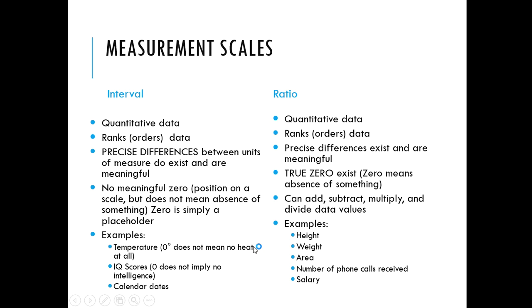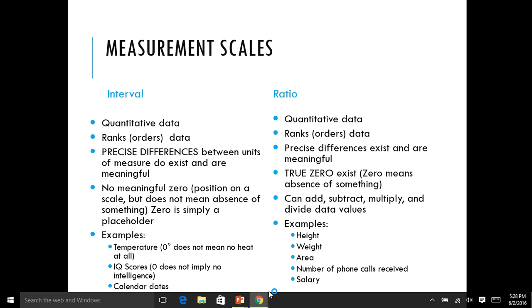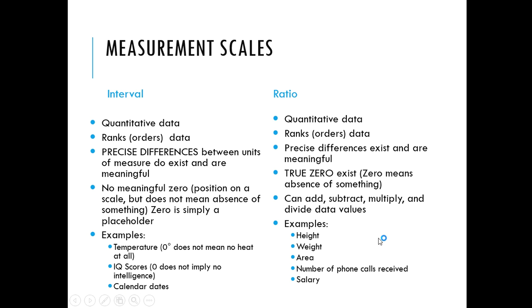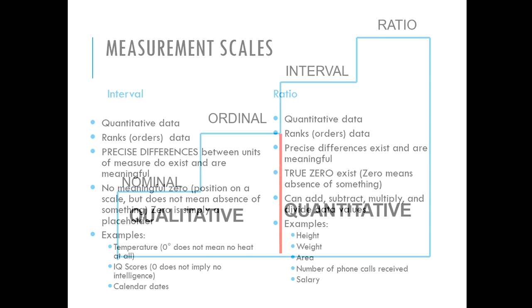So let's look at this. Some examples are height, weight, area, number of calls received, and salaries. So remember, a true zero exists on these. Because you can have zero calls made on a day. If you're unemployed, you could have a zero salary. It's these kind of things that you have to look for when you're working on these problems.